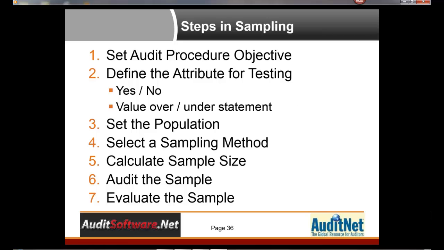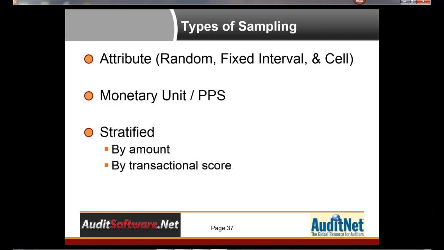Now, these are the steps in sampling. It walks you through getting a population, figuring out your sampling method, picking a size, etc. Now, we're going to show you how in ACL you can not only select a size, but that you could do a random or a fixed interval or even a cell type of function. Now, what I find is that there's the monetary unit as well, which is selecting every dollar unit in that sample, so the dollar itself becomes a sampling unit as opposed to the record being a sampling unit in that particular case.